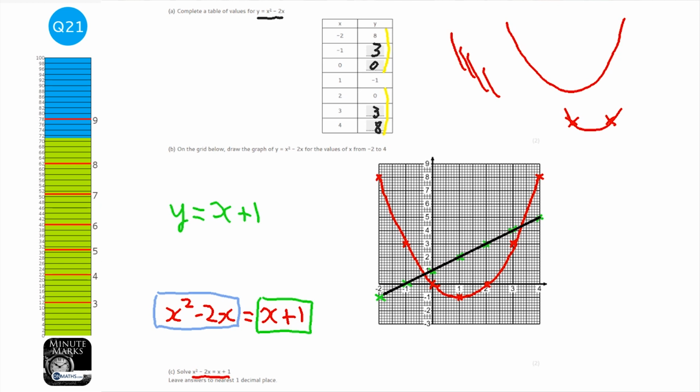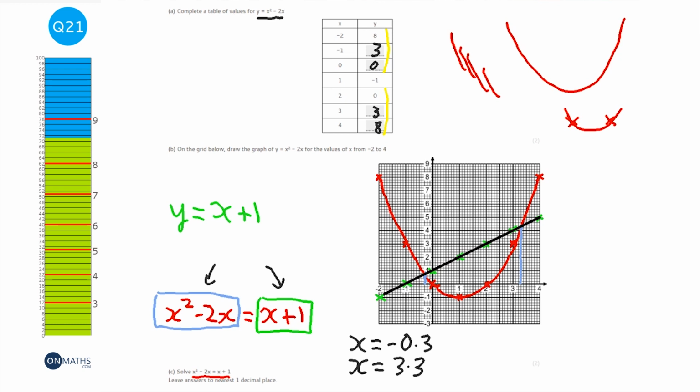Like that. Excellent. And the solutions are where this graph and this graph hit. Now you can see that they hit at this point here, which looks like it's x equals minus 0.3. But they also hit just here. So let's have a look at what that is. That looks like it's x equals 3.3. And there's our two solutions.